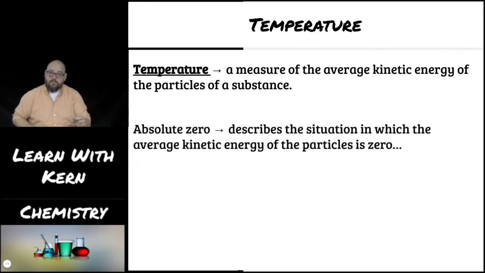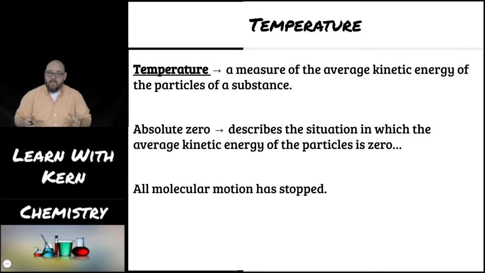Now, the postulate said absolute temperature. Absolute zero describes the situation in which the average kinetic energy of particles is zero. So it's the situation where all particle motion stops, because in order to have zero kinetic energy, they can't be moving. So all molecular motion has stopped. That is absolute zero. It is a zero temperature, meaning no kinetic energy of the particles. In order for an average to be zero, that has to be completely zero.